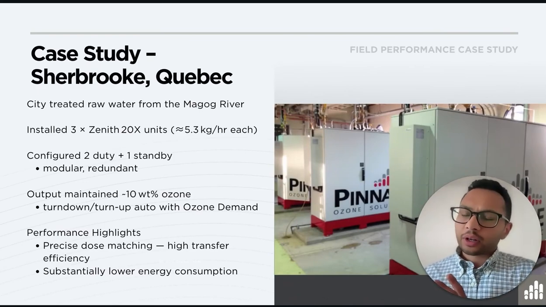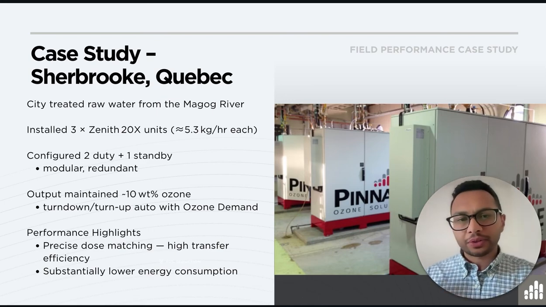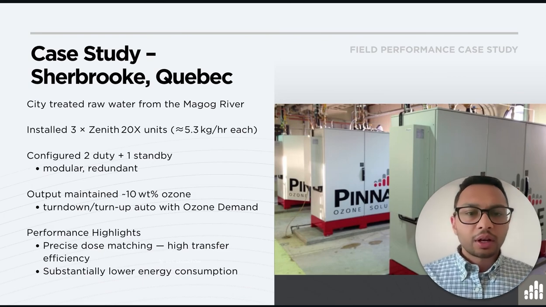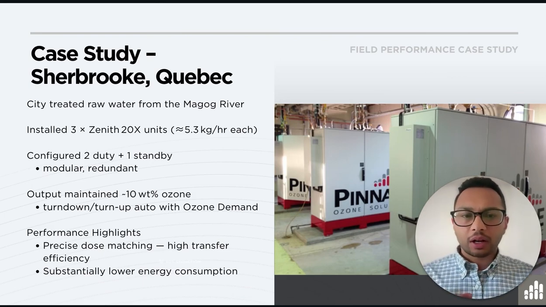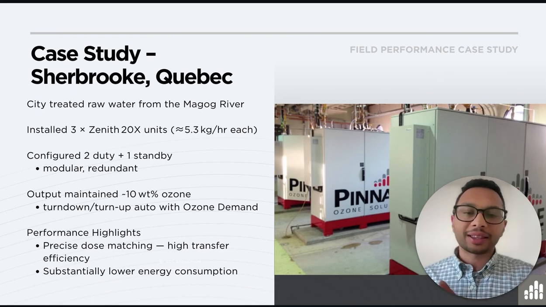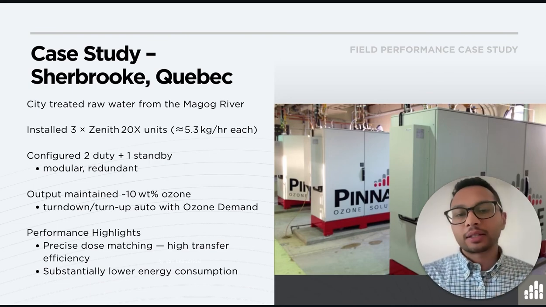So, as I said, we're going to look at a case study here. I wanted to highlight a real-world example so you get an understanding of how ozone is used. So, let's look at this example. This is Sherbrooke in Quebec. They're drawing from a river. They had a legacy ozone system nearing the end of its life. They needed something reliable, efficient, and easy to maintain.